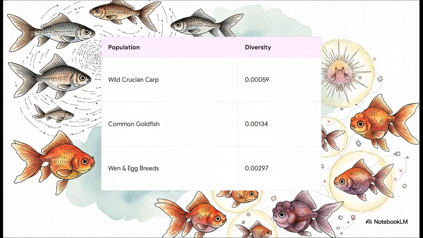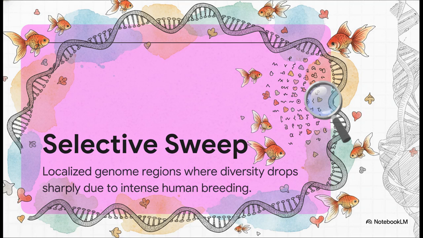Now, you might normally expect intensive inbreeding to lower a species' genetic diversity, right? But surprisingly, overall genetic diversity actually increased from the wild crucian carp to the highly modified wen and egg breeds. Why? Because human breeders actively protected rare, bizarre mutations that would have absolutely been lethal in the wild. We artificially preserved the genetic outliers, essentially hoarding all this weird, wonderful DNA. However, when we zoom in on specific regions of the genome, what you might call the genetic scars of domestication, we see massive drops in diversity.